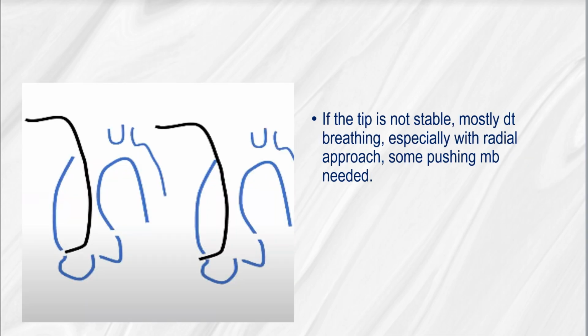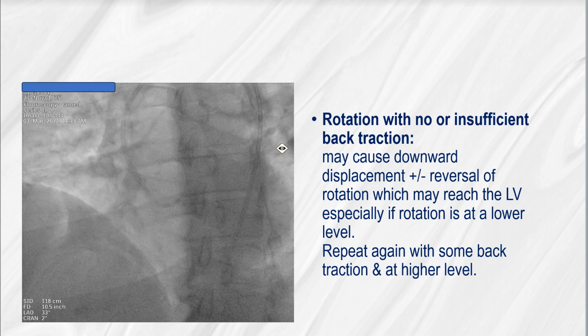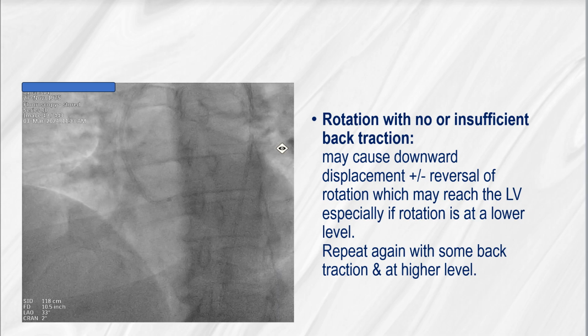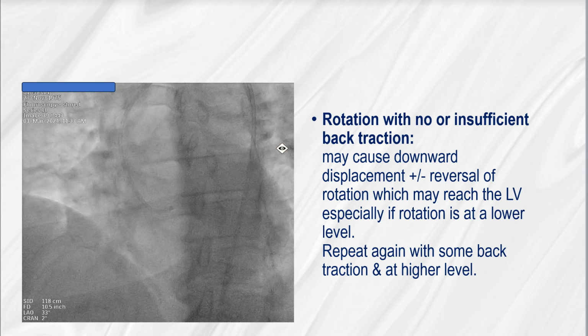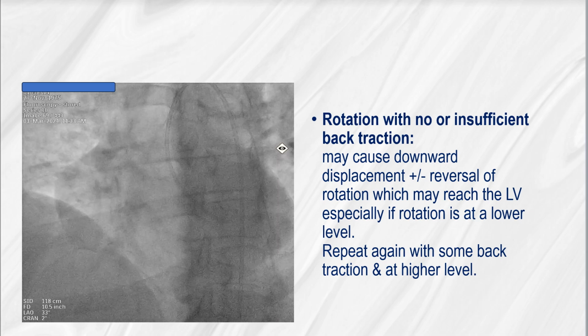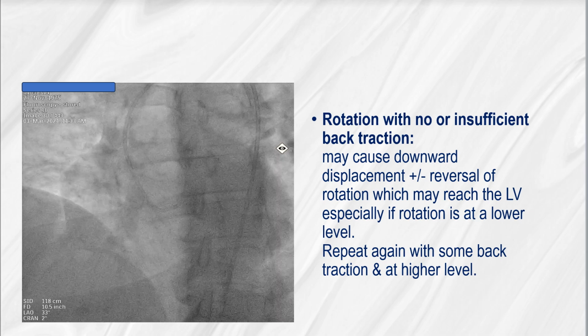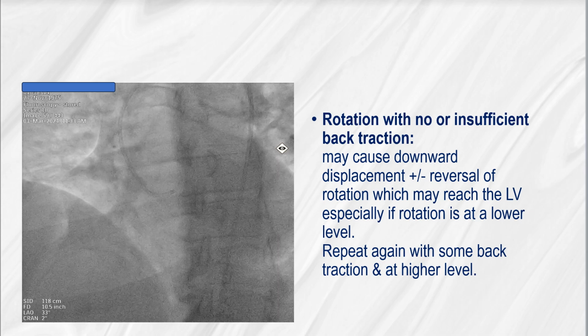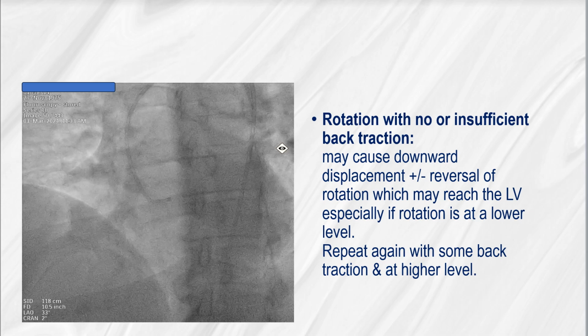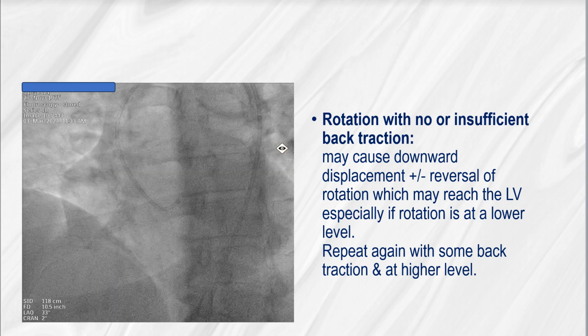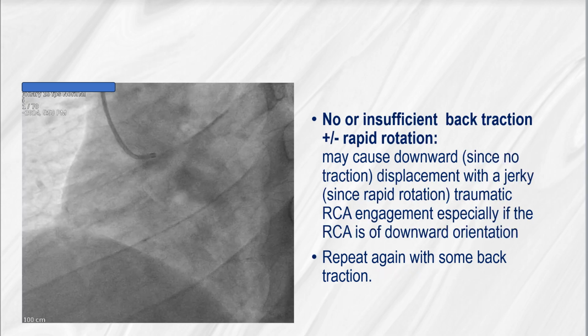If the tip is not stable, mostly due to breathing, especially with radial approach, some pushing may be needed. Rotation with no or insufficient back traction may cause downward displacement plus or minus reversal of rotation, which may reach the LV, especially if the rotation is at a lower level. Repeat again with some back traction and at a higher level.